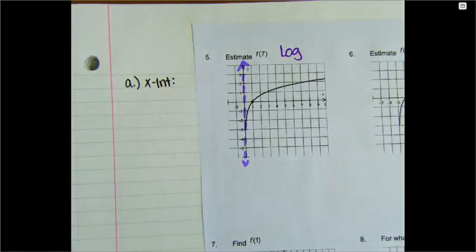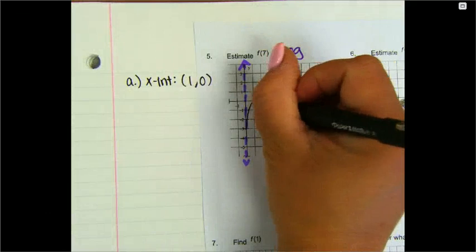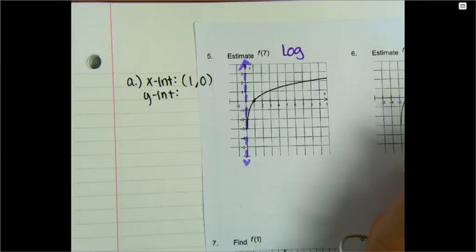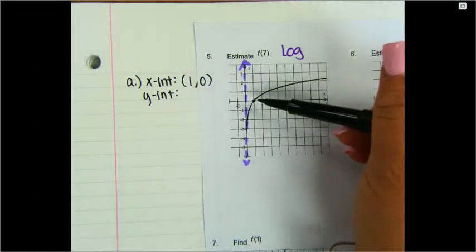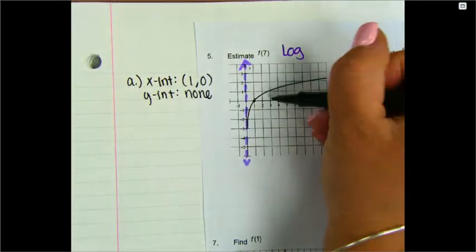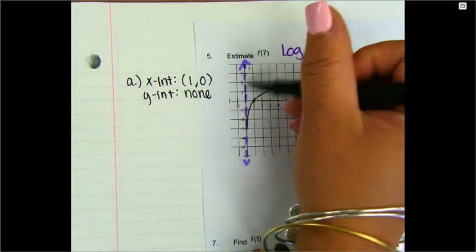Okay, find x-intercept. Is there an x-intercept? What is it? (1, 0), good. It's right here, yes? Okay, y-intercept. There's none, why? It's not going to touch it. We know our asymptote is at 0, so if we're never going to touch it, you can't have a y-intercept. So it's none. If my asymptote moved over, would I have a y-intercept? Yes, but for now I don't because it's on 0.